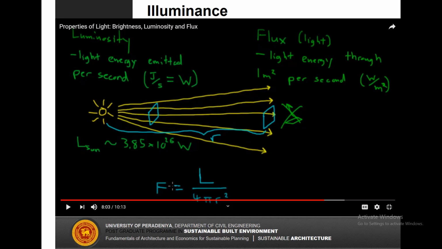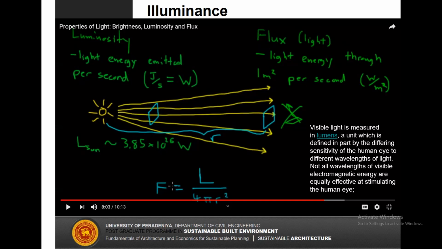Those are very simple concepts. But there is a problem in measuring light this way, because the luminosity and flux we are talking about is the total electromagnetic energy that comes out of an object. It is not important how much ultraviolet electromagnetic energy it produces, or how much radio waves it produces. That is not important. What is important for us is the amount of visible light emitted from a body that we can use to see.